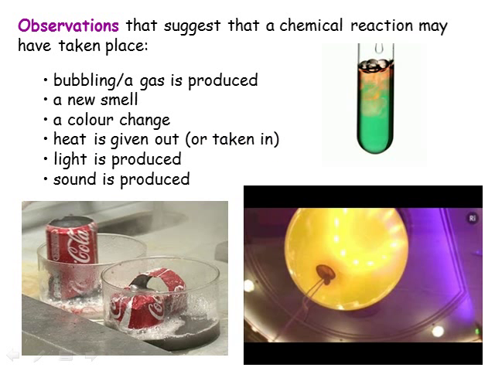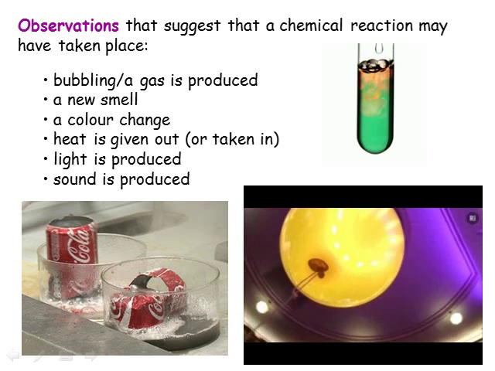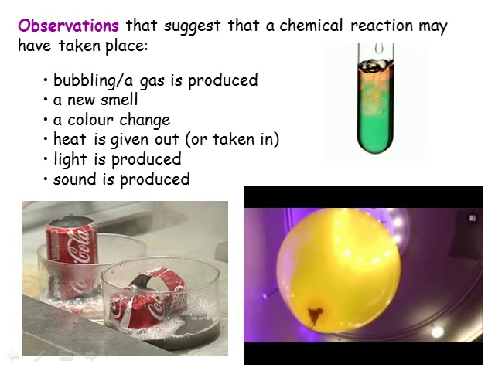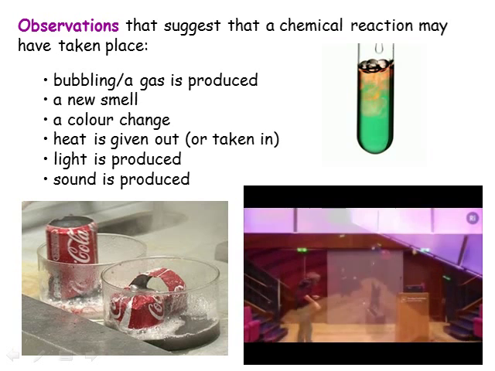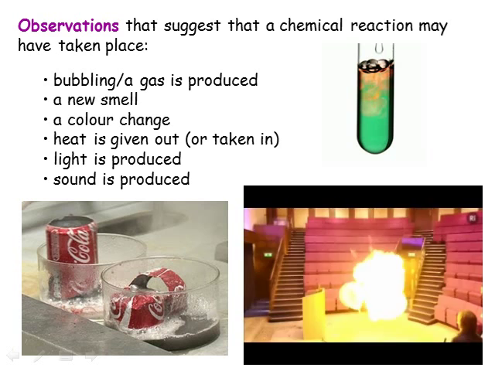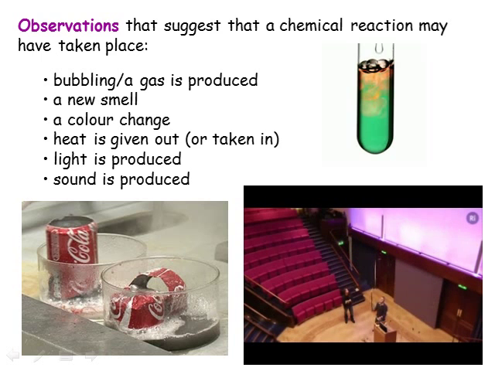A reaction taking place is usually accompanied by changes which we can observe. These might include bubbles of a gas being formed, a substance with a different smell being produced, colour changes, an increase in temperature or a decrease in temperature, or light or sound being produced. Often we'll be able to observe more than one of these changes taking place at the same time. For example, if we fill a balloon with hydrogen and explode the hydrogen so that it reacts with the oxygen in the air to form water, we will observe light, noise, and we may be able to feel the heat given out by the reaction.